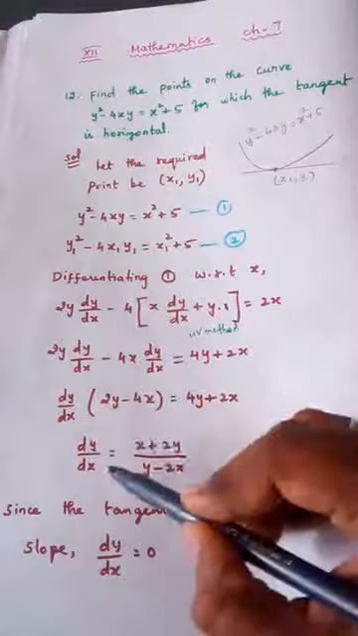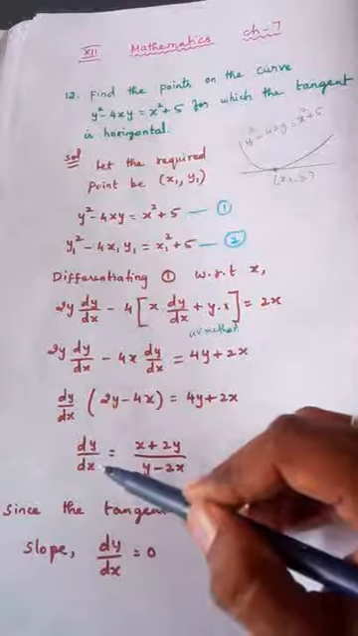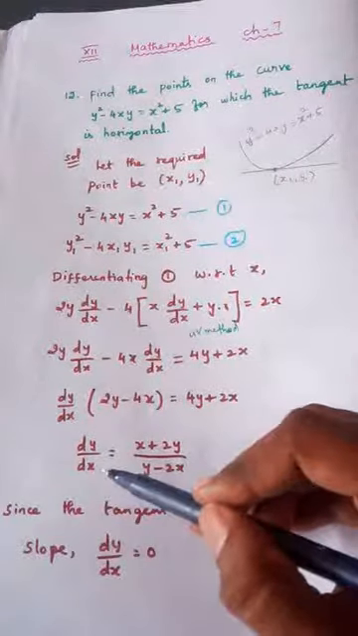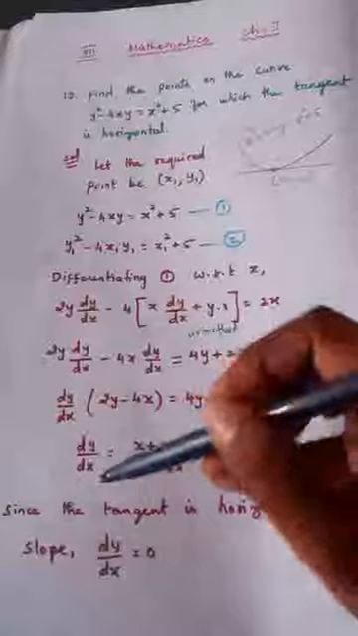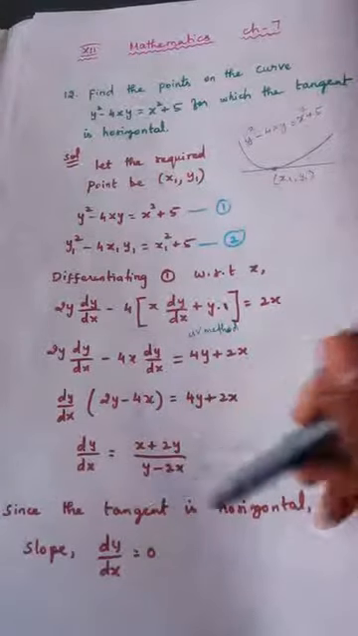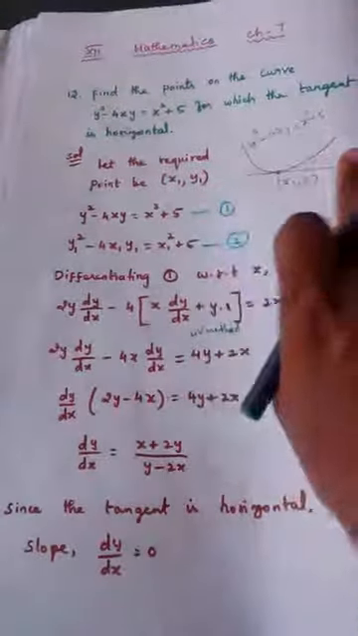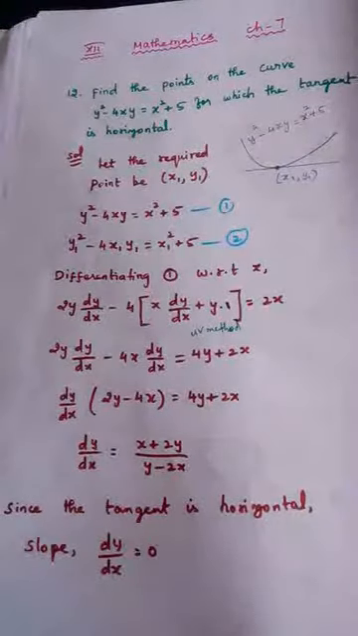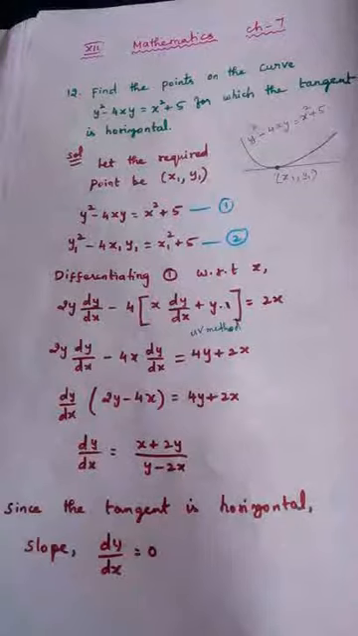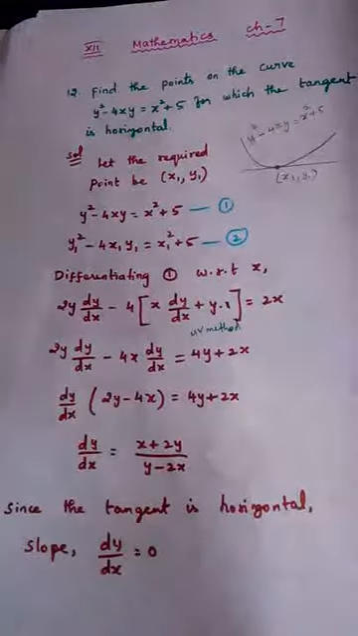dy by dx, the meaning is slope. So whenever we are taking a curve and differentiating with respect to x, actually what we are doing, we are trying to find out the slope of the curve. Now since the condition was given that the tangent should be horizontal, we know very well, in 10th standard itself we have studied one result. If a line is horizontal, the slope is 0. If a line is vertical, the slope is infinity. Again I repeat, for horizontal lines, if you calculate the slope, the answer will be 0. For a vertical line, if we calculate the slope, the answer is infinity.